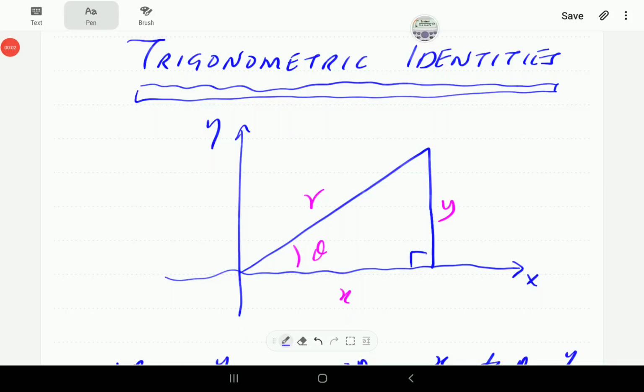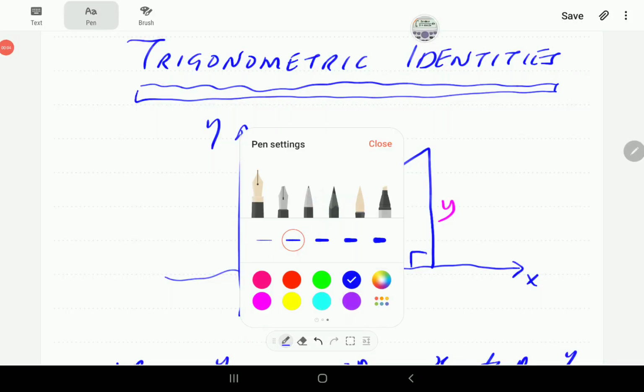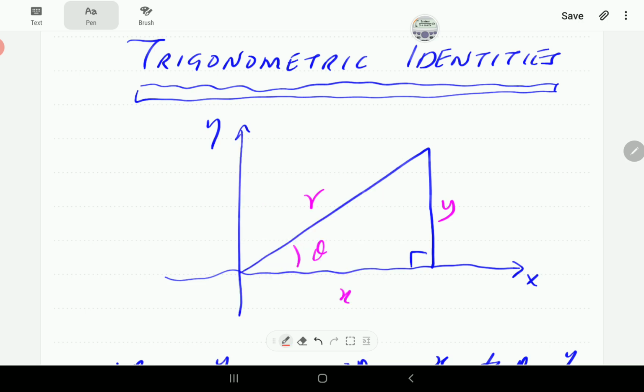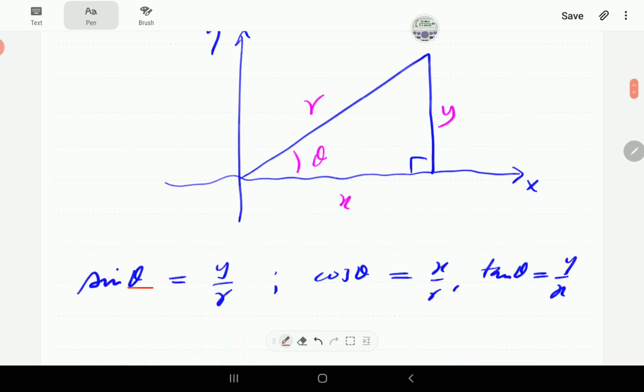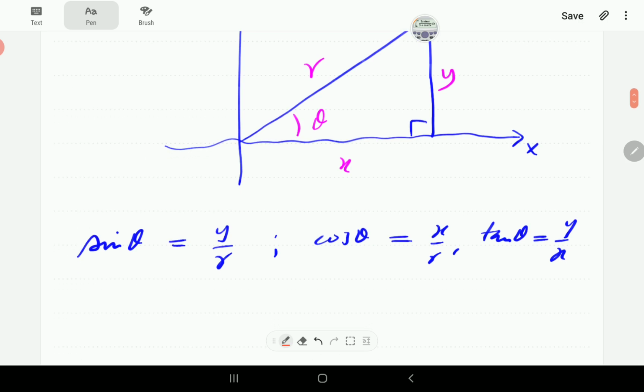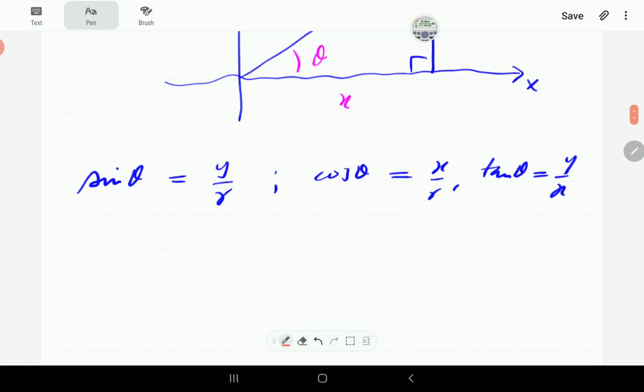In this video, we're going to introduce trigonometric identities. So we start with our angle like this. If theta is in the first quadrant, it's going to be your x, y, and this is r. And so we say sine theta is y over r, cos theta is x over r, tan theta is y over x. Now, by Pythagoras, we have the following.